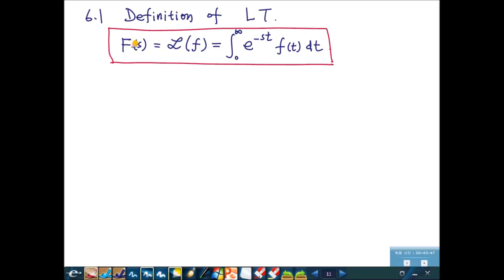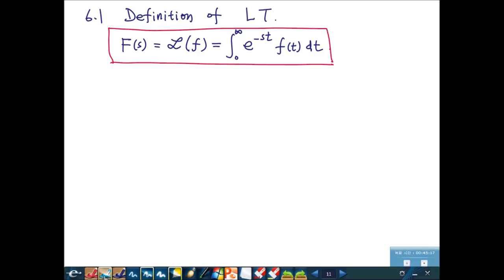This big F is some variable in S domain, I told you, right? So it's like big Y. S is an independent variable in S domain, right? And L is the Laplace operator, okay? Small f is any function in time domain. Big F is any function in S domain, okay? Equal to the integration from 0 to infinity of e to the minus st times any function in time domain, dt.